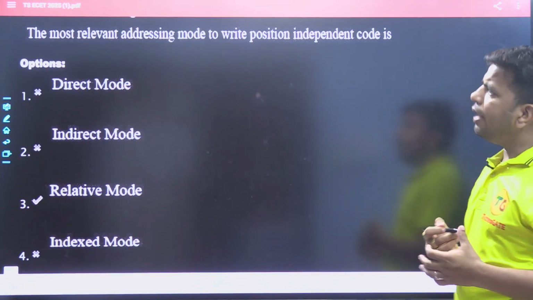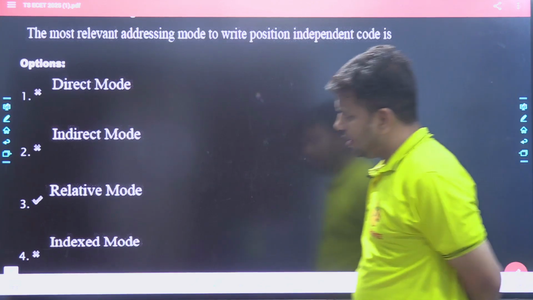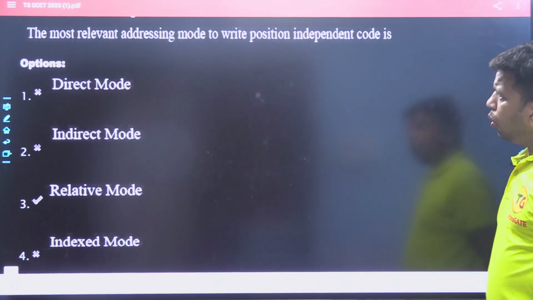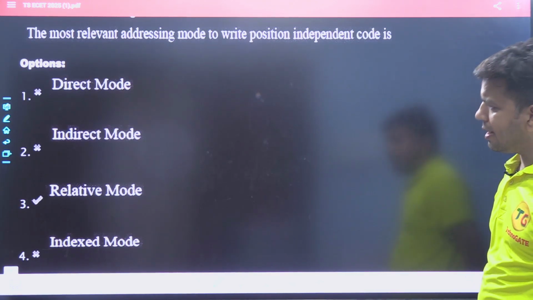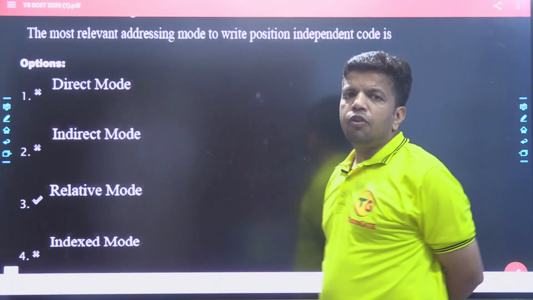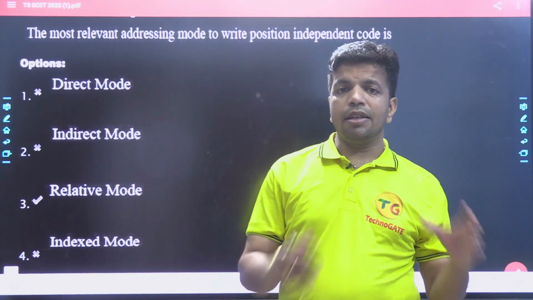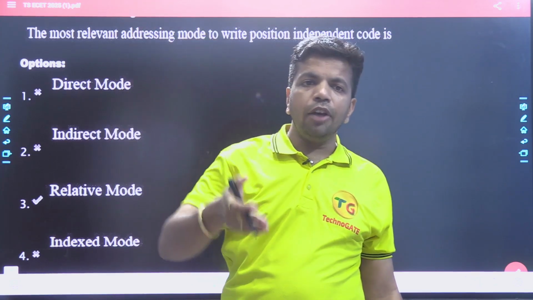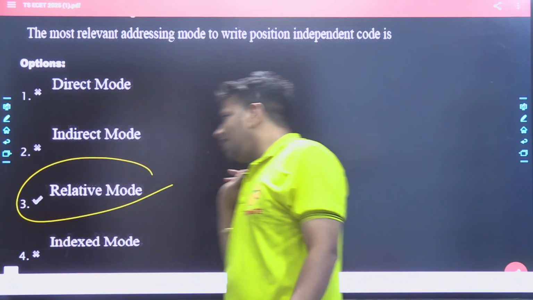The most relevant addressing mode to write position independent code is? If you need to write position independent code, you need to use the relative addressing mode. In the relative addressing mode, it is related to the offset. Whatever the offset value is going to be, the operation is performed on the basis of that relative addressing mode.